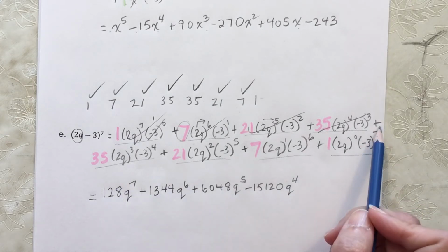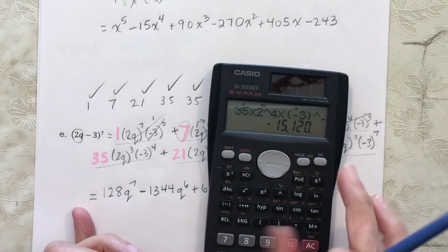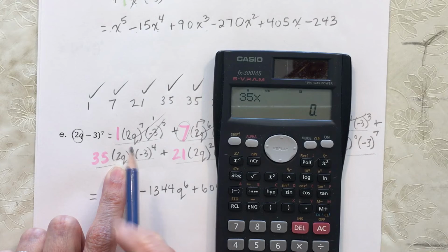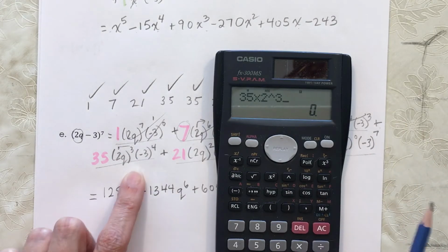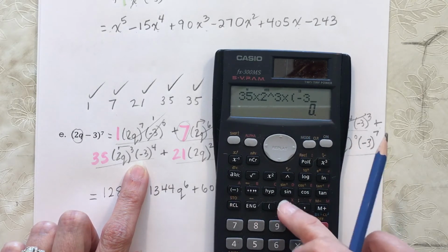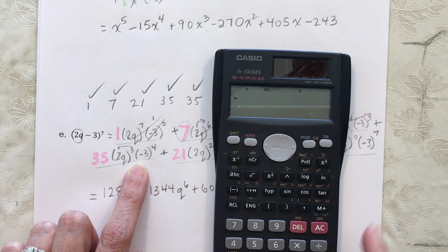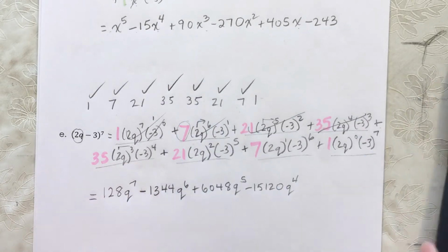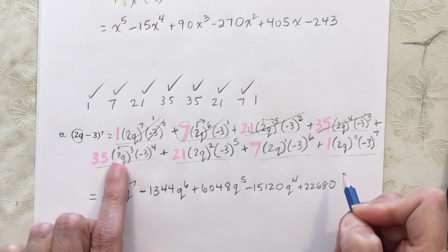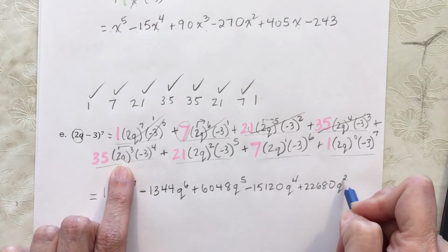My next one, so plus, my coefficient is going to be got by doing 35 times 2 to the power of 3 times negative 3 in brackets to the power of 4, which is positive 22,680 q cubed.